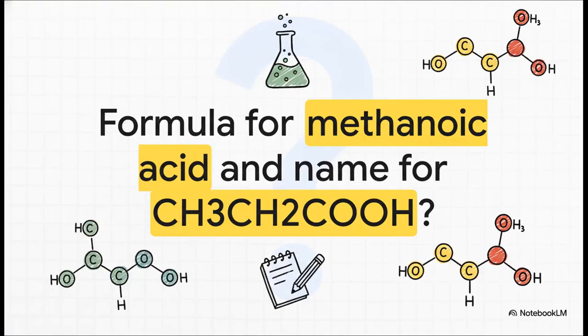Okay, so here's our first little task. 2 marks are up for grabs here, one for figuring out the formula for methanoic acid, and the other for putting a name to that second acid, the one with 3 carbons. Go on, have a quick think. What would you write down?